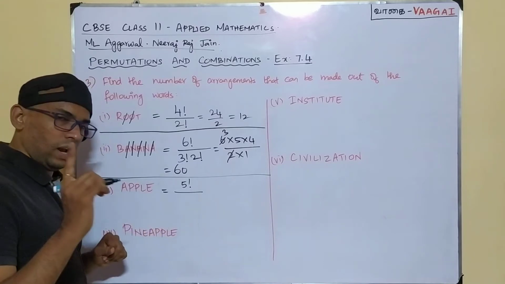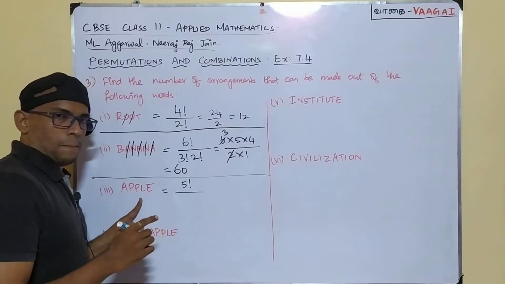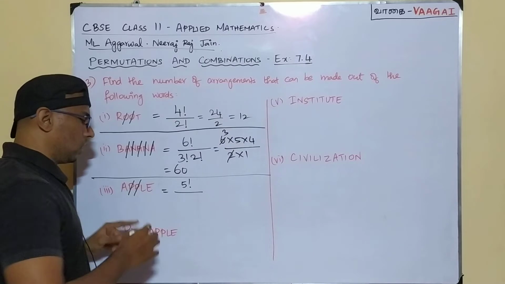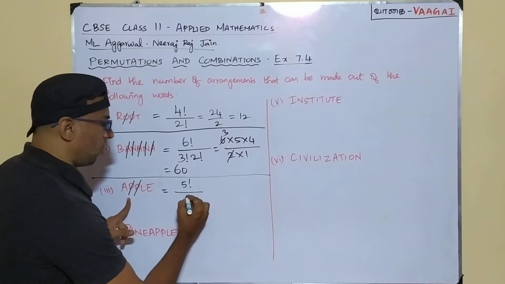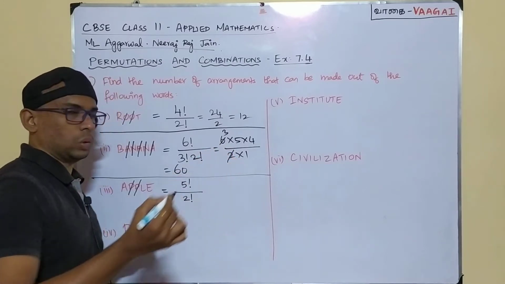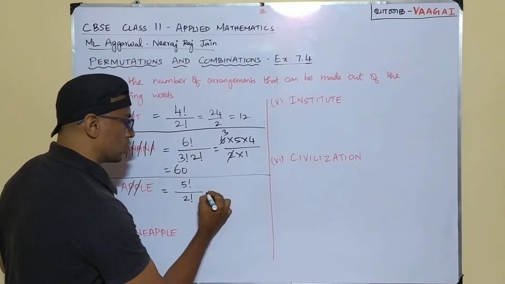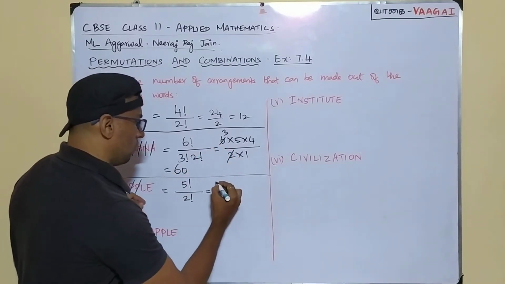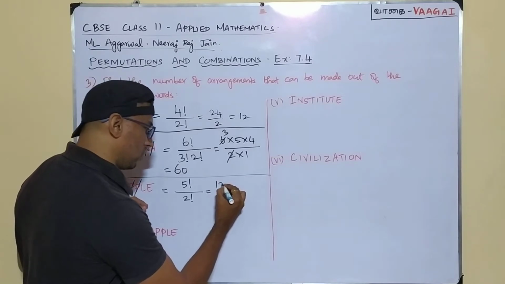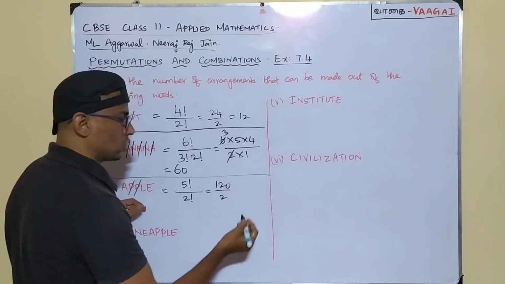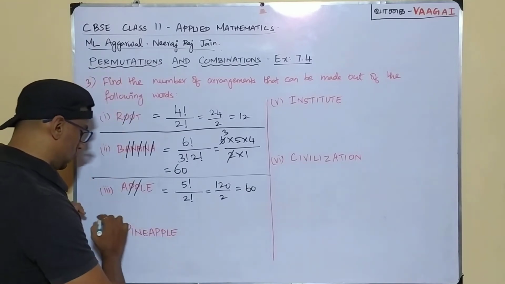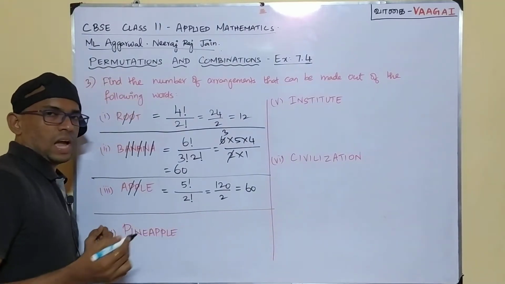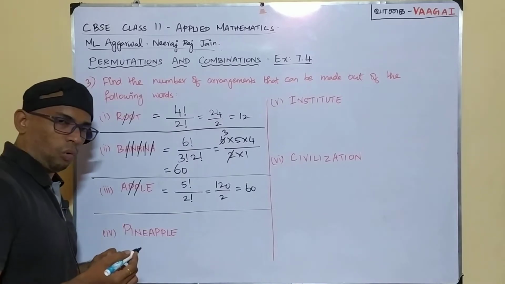There's only one letter repeated, that is P. P is repeated 2 times. There are no other letter repetitions happening here. So there are 2 P's here, for which we have to divide by 2 factorial. I think the idea is clear to you. So now our answer becomes 5 factorial, which is 120, divided by 2 factorial, which is 2. So our answer will again be 60 for your third subdivision. Yes, let me put a line. And next we have the fourth subdivision.